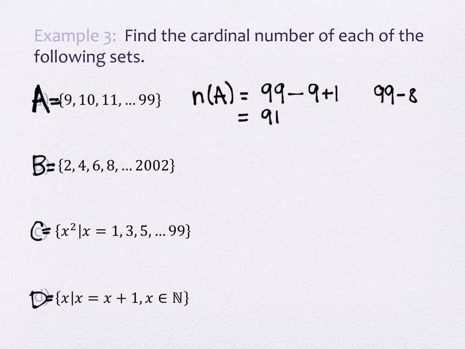It's 91. Okay? So the reason that we don't want to subtract 9 and just stop there is because 9's in the set. And if you subtract 9, you're eliminating it from the set. So that's why adding 1 back in or subtracting 8 would be the idea. There's 91 elements. How about on B? How many are going to be in this set?